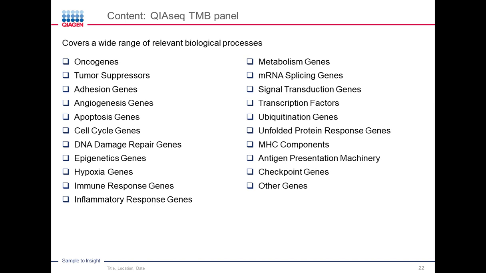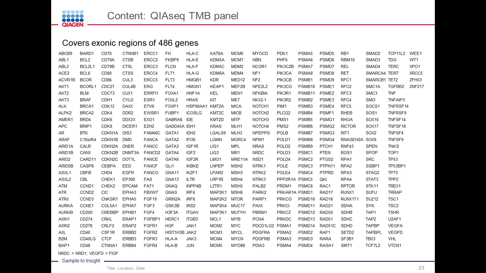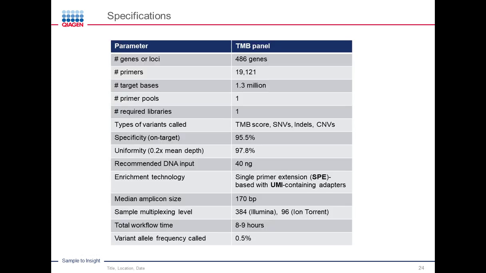So just looking at the content of the QIAseq TMB panel. The QIAseq TMB panel covers exonic regions of 486 genes, and the genes belong to different classes of biological processes, such as oncogenes, tumor suppressor genes, cell cycle genes, epigenetic genes, and what have you. We've covered a wide range of biological processes with this content, and the content itself is shown on this slide, but I won't go through every single gene. It is here for your reference.